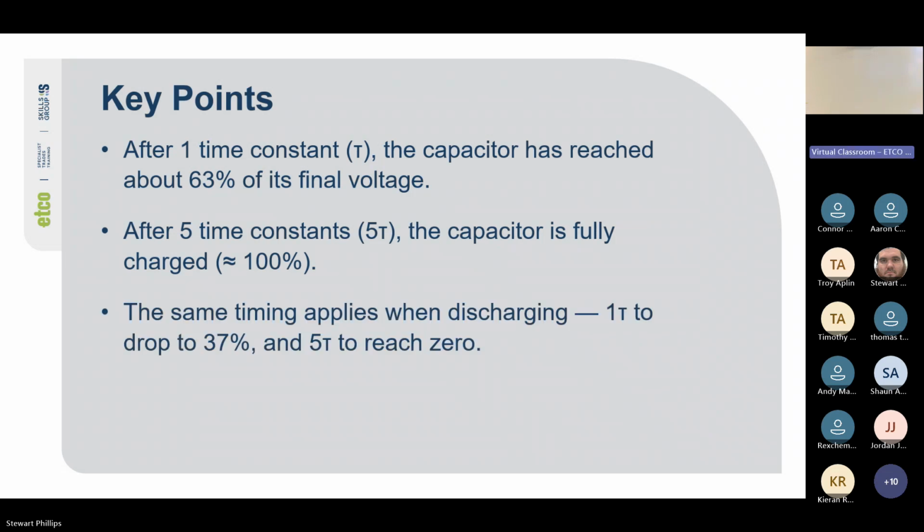So the same timing applies when discharging. So one time constant to drop to 37%. Obviously 63 and 37% are the opposite of each other when we're talking about 100%, but then it takes 5 time constants to reach 0. Does that make sense to everyone?